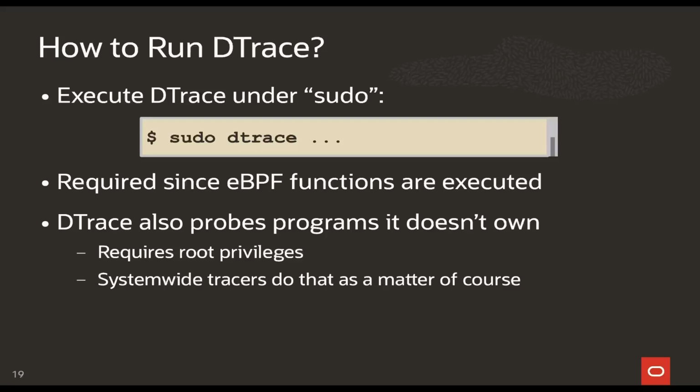How to run DTrace? Well, given that DTrace generates an eBPF program, it also probes some programs it doesn't own. Root privileges are needed. You always run DTrace under sudo. Don't forget that, sudo dtrace and then whatever you want to do. That's the way it works. That's very common for the system-wide tracers, and DTrace is no exception.